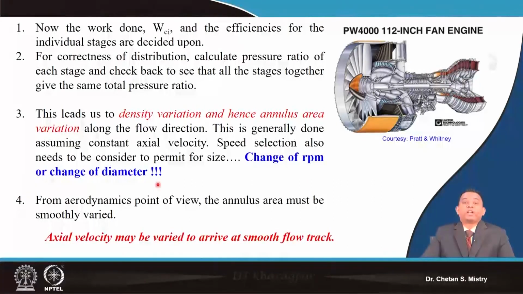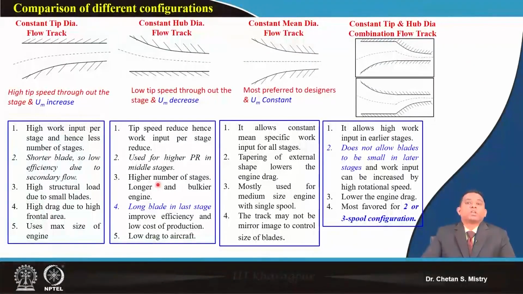So when we are doing our design for an axial flow compressor, it may be possible that in some region our axial velocity will come out slightly on the higher side. It may not remain constant. Okay, and if you recall, this is what we have discussed in terms of different configurations: constant mean diameter, constant hub diameter, constant tip diameter, and combinations of flow tracks. Now suppose we want the number of stages to be reduced, we can go with the configuration of constant tip diameter.